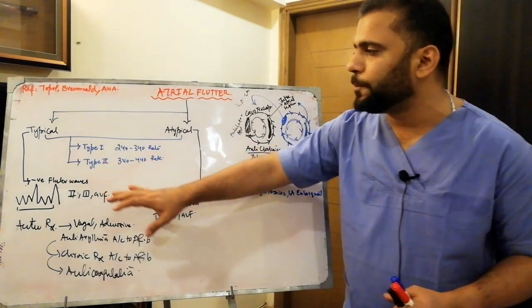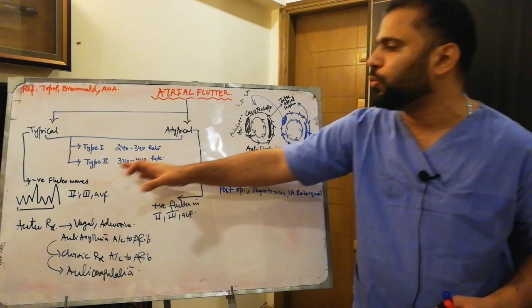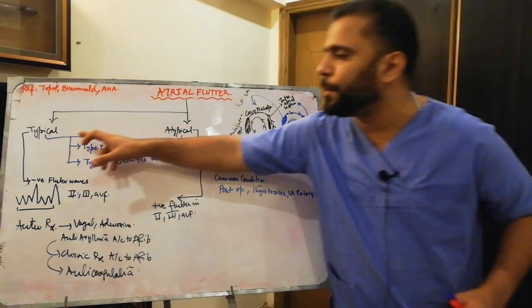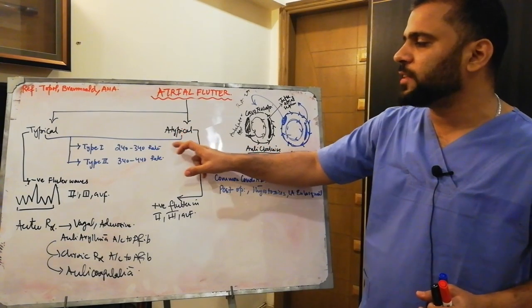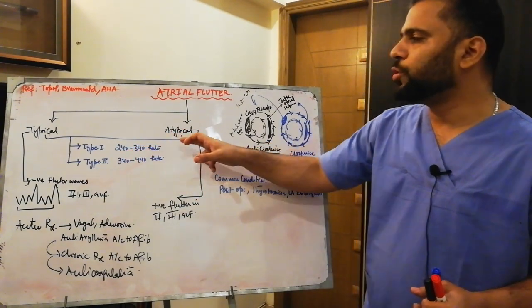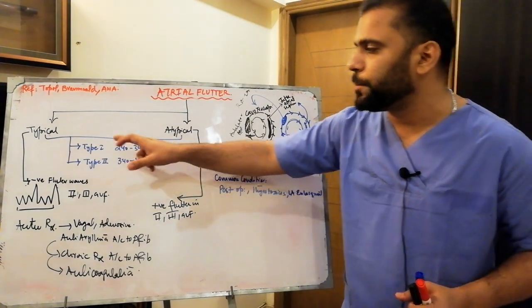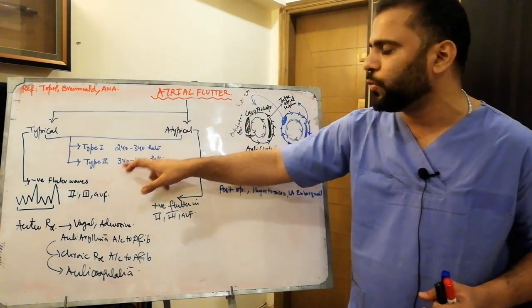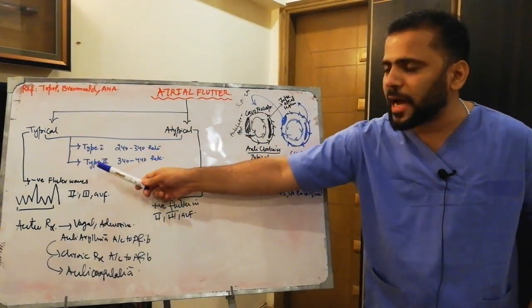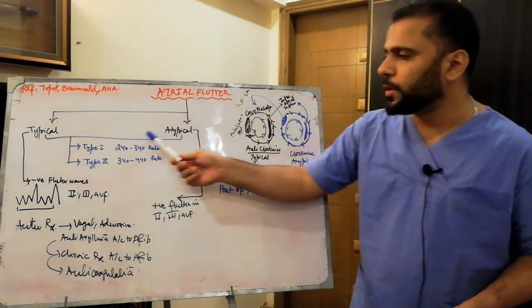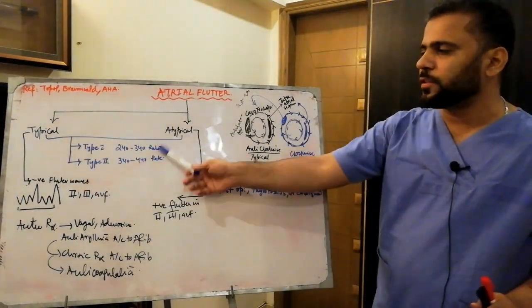One thing more I want to discuss with you guys: type 1 and type 2. Type 1 and type 2 can occur in typical, and type 1 and type 2 can occur in atypical. It is independent of anything, and just depends on the rate. If your atypical flutter has a rate of 240 to 340, you will say this is atypical type 1 flutter. But if your patient has a flutter rate of 340 to 440, then you say the patient has typical but type 2 atrial flutter. So type 1 and type 2 can occur in atypical or typical; it is just rate dependent.